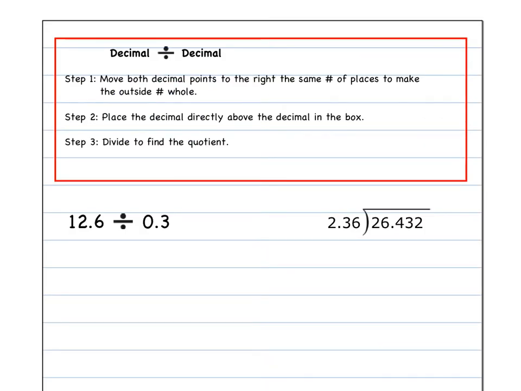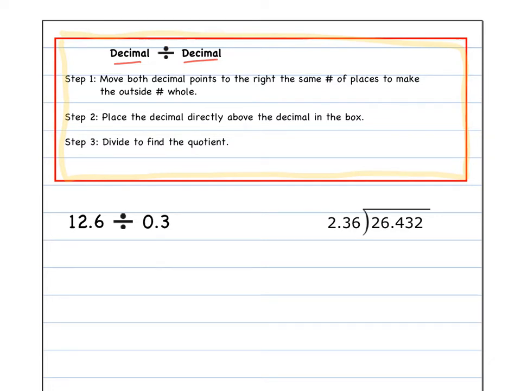Next is when we have a decimal and we are dividing it by a decimal. So our steps are here. Step 1, move both decimal points to the right the same number of places to make the outside number whole. Step 2, place the decimal directly above the decimal in the box like we did last time, and then divide to find the quotient. So you should have everything in this box written down, and then we will go through examples and find out what this really means.